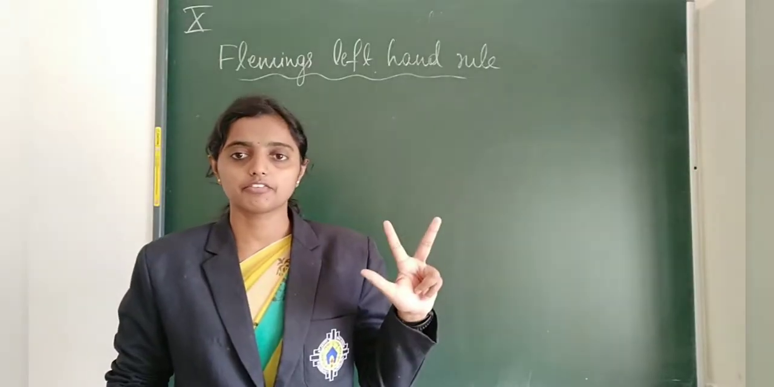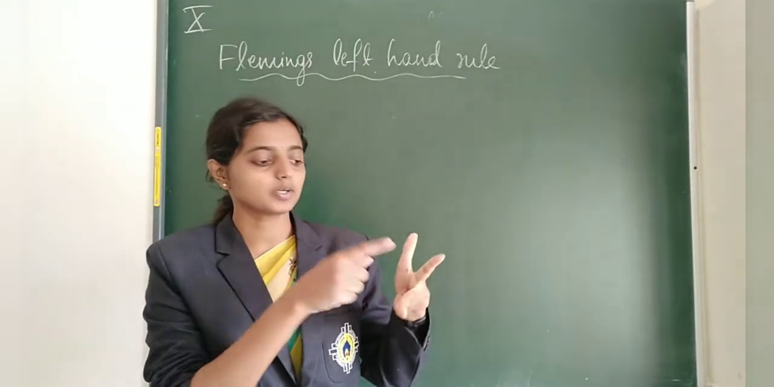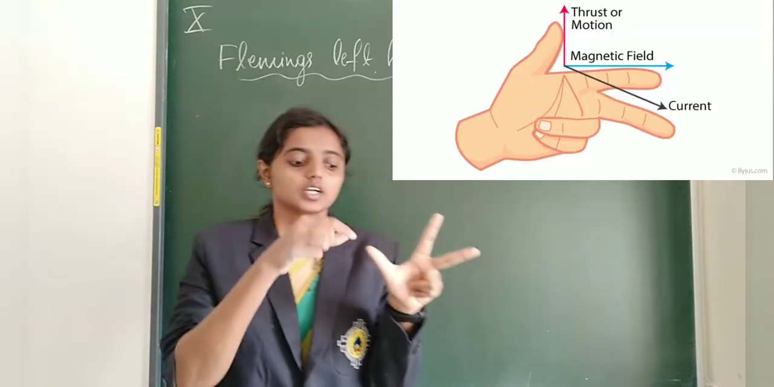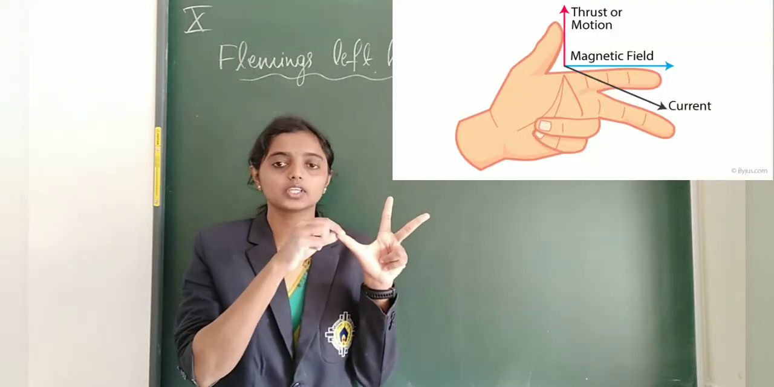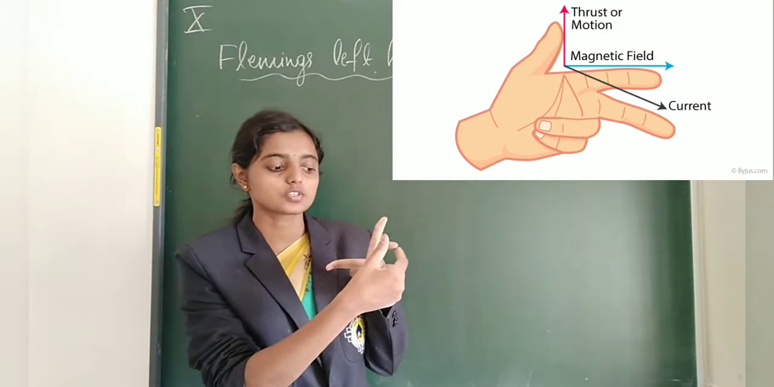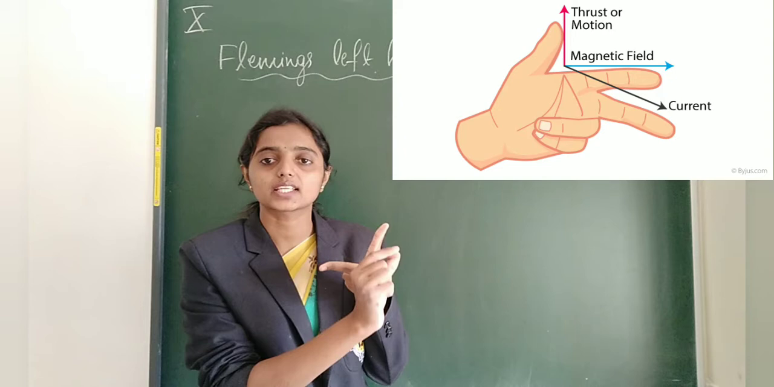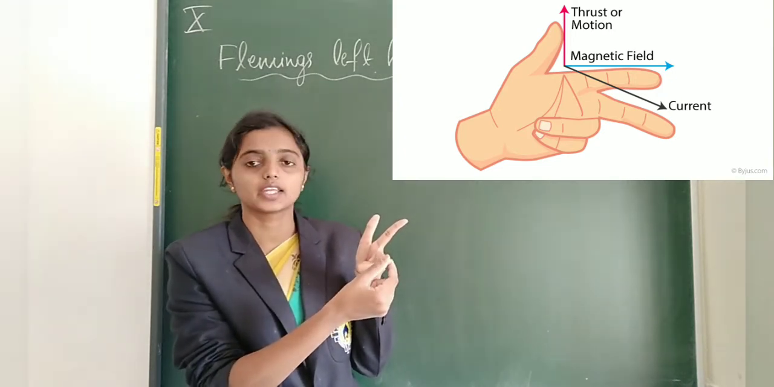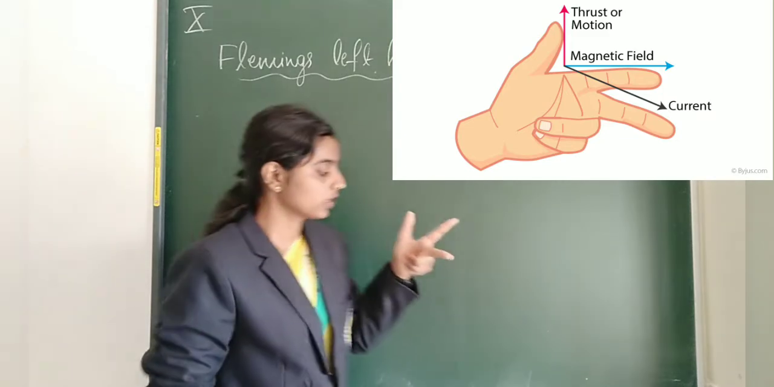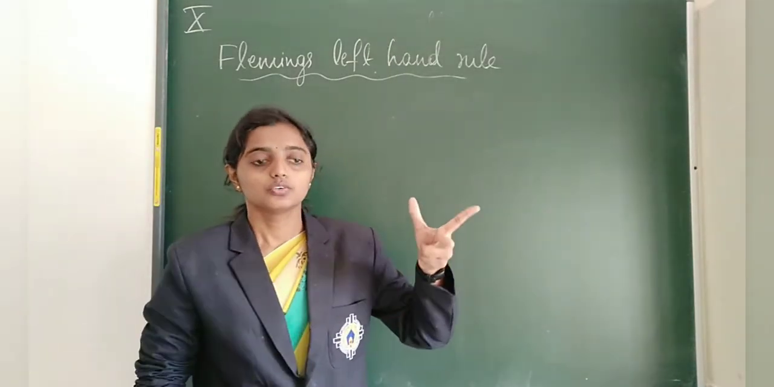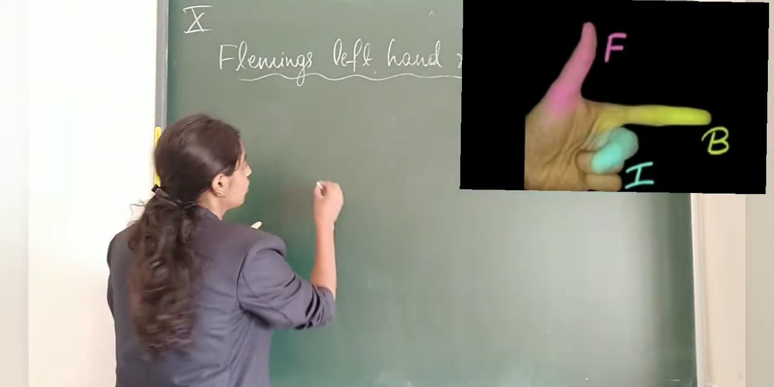Let us take the left hand, and we will use the thumb, forefinger and middle finger. Here remember, the thumb will always show the direction of force, and the forefinger will always show the direction of magnetic field, and the middle finger shows the direction of current. Stretch the fingers perpendicular to each other.